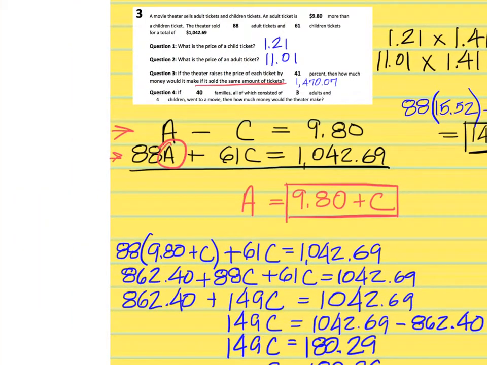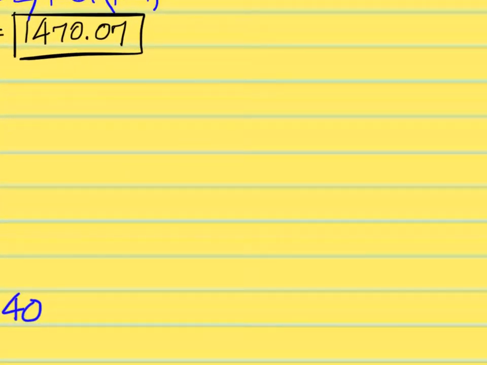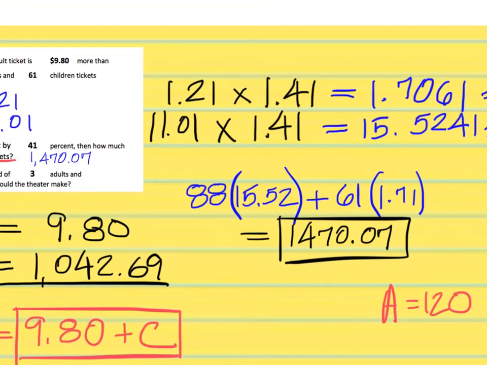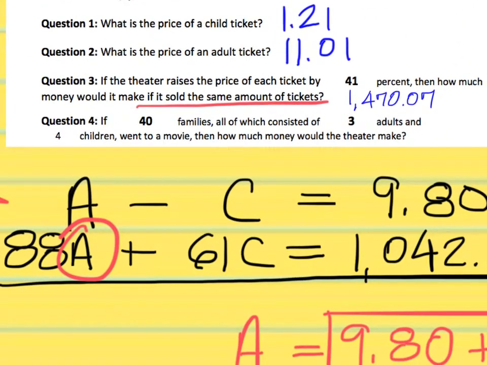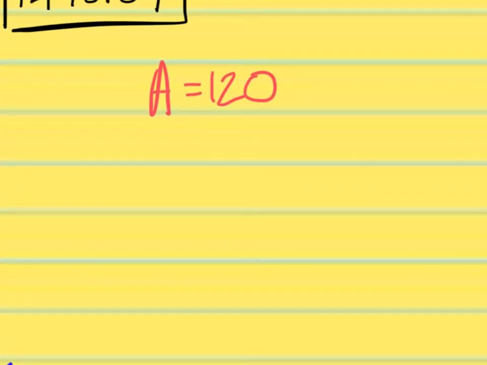So let's go down here and use A equals 120. And then back to the question. Each family has 4 children. If we have 40 families and 4 children in each family, how many children are going to the movies? 160. So over here, C equals 160. Now that's not necessarily A and C that we're going to plug into those other equations. I'm just using that to abbreviate adult and children.